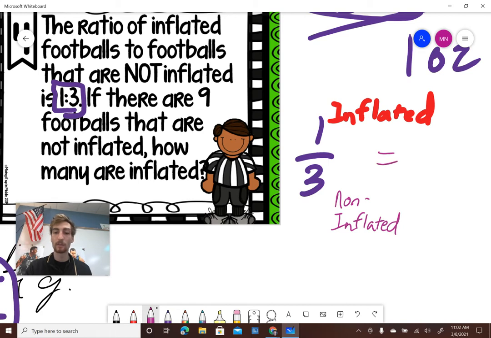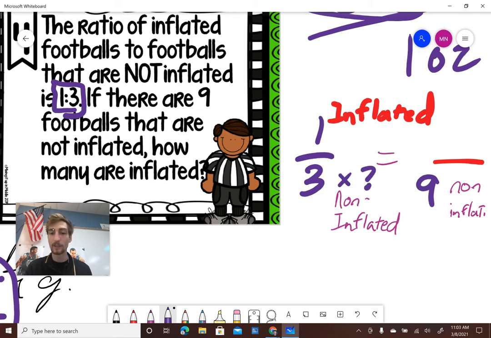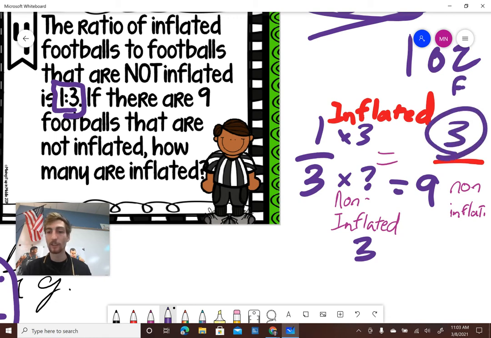So I need to set up an equivalent ratio. Non-inflated on the bottom. Inflated still on the top. And if there are 9 footballs that are not inflated, okay, so I'm going to put my 9 on the bottom. How many footballs are inflated? Well, let's see. I had to multiply 3 by what number to get to 9? I had to multiply 3 times 3. That equals 9. So I also need to multiply the top number by 3 to get 3. So to answer my question, it would be 3 footballs are inflated.